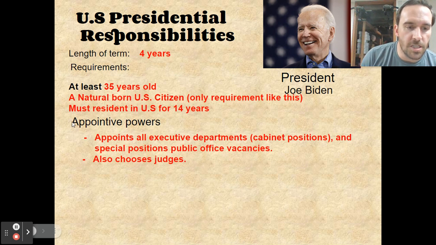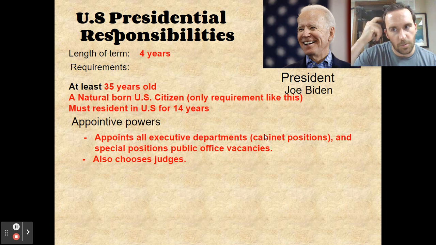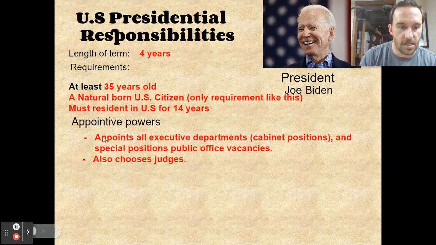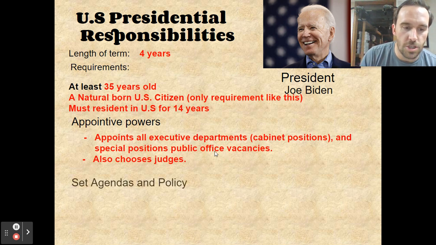We're going to kind of change formats here. The important things that you need to know are that the president can appoint people. There are a lot of different appointment powers that the president has. We're just going to talk about a couple of them. You don't need to write this down all word for word, but you should know that the president appoints people to the cabinet and also chooses judges. Okay, so you can abbreviate that, you can summarize it. The president gets to appoint people to the cabinet and choose judges.